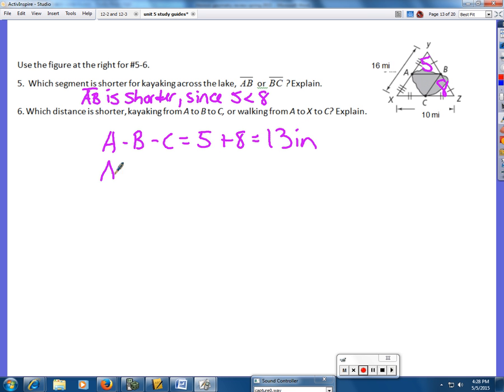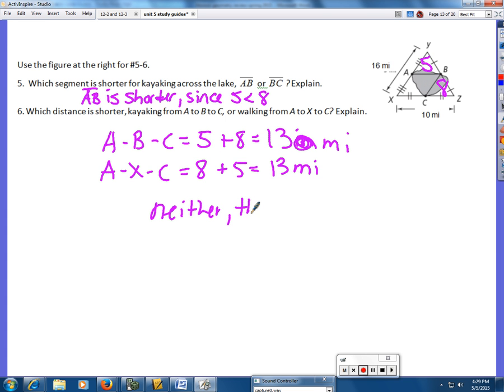Or A to X to C. Well, A to X to C, AX is half of this side, so that's 8. And then XC is half of this side, which is 5. That's also 13 miles. And I wrote inches here. This should be miles. So they are the same distance.